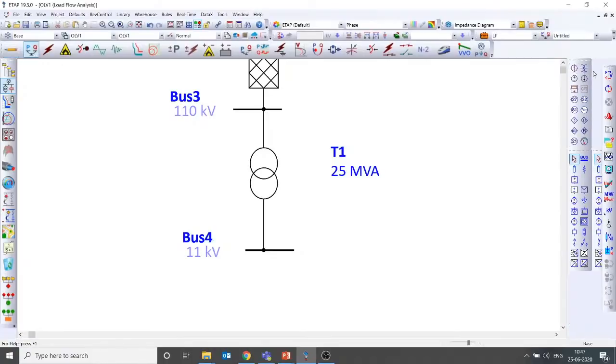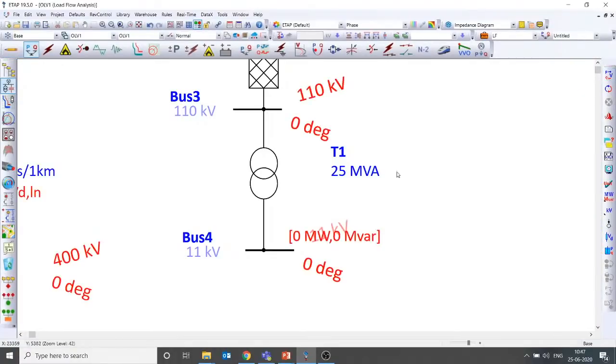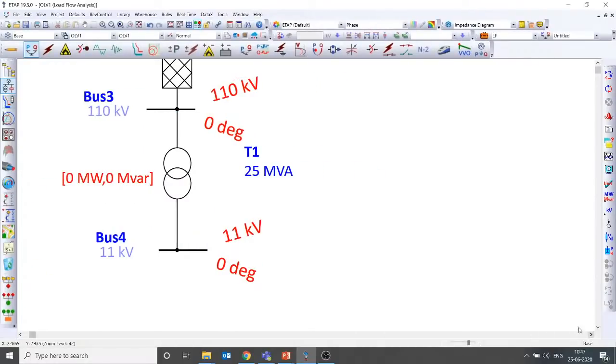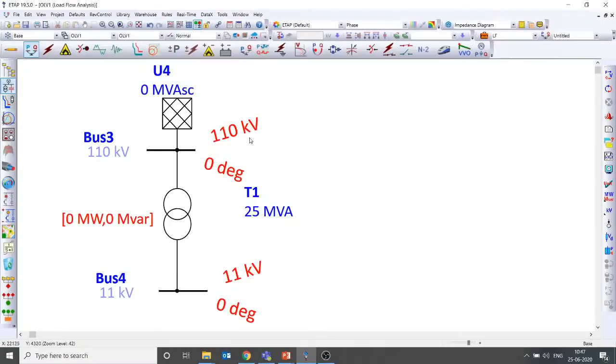I am performing a load flow without loads, so the losses are nothing. Let me move on to the right side, that will be easy for you. The sending-end voltage, where you are getting the power supply from the grid, is 110 kV, and where you are receiving at the industry is 11 kV. This is when there is no load.